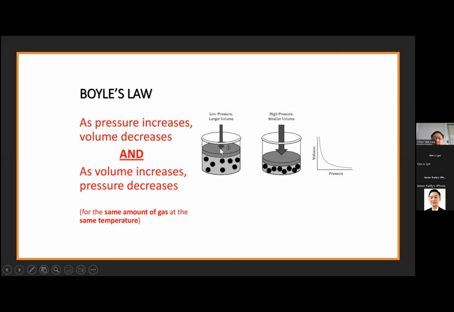Look at the two cylinders there. They have the same amount of molecules. Each cylinder has 8 molecules. But when you exert pressure on the right-sided cylinder, you notice that at a higher pressure condition, the volume becomes smaller.